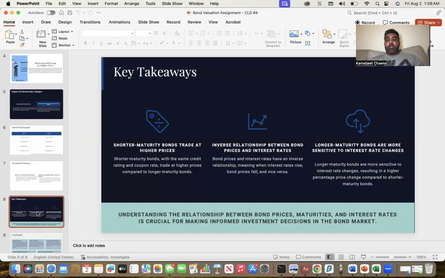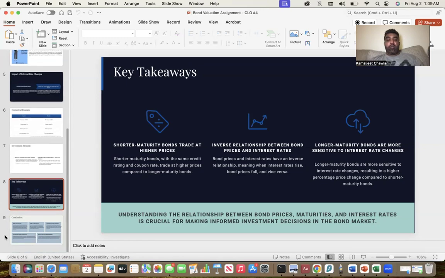So, to summarize, a shorter maturity bond trades at a higher price due to lower interest rate risk. There is an inverse relationship between bond prices and interest rates. Longer maturity bonds are more sensitive to interest rate changes, leading to greater price fluctuation. Understanding these relationships is essential for optimizing your bond portfolio and managing risk effectively.